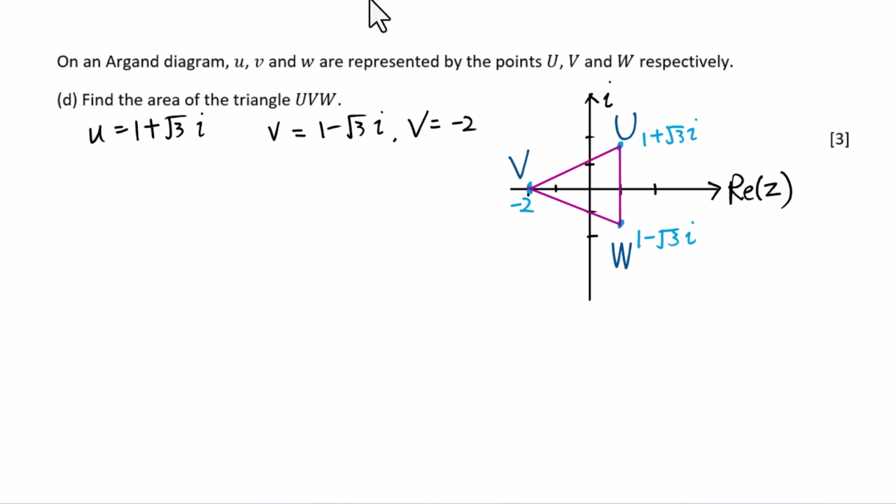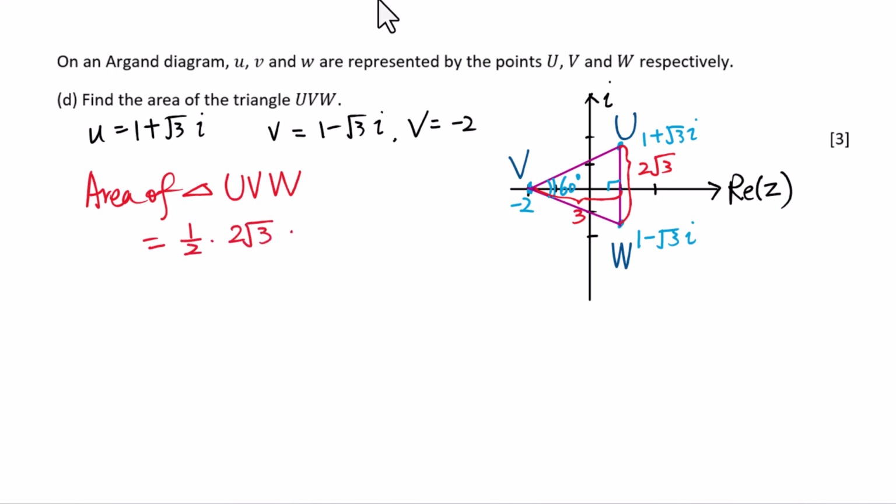We know the roots will form a regular polygon. This is 60 degrees. And the base equals 2 square root of 3. The height is 3. So the area of triangle UVW equals 1/2 times 2 square root of 3 times 3, equals 3 square root of 3.